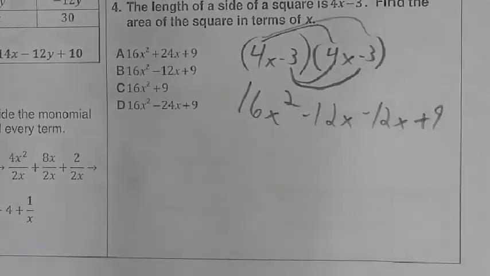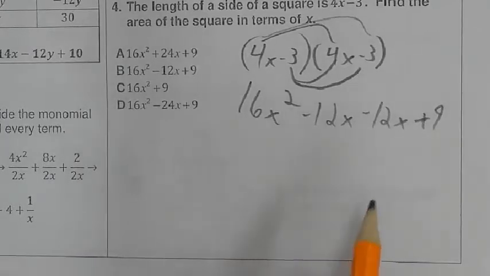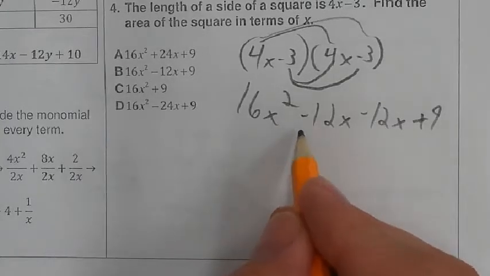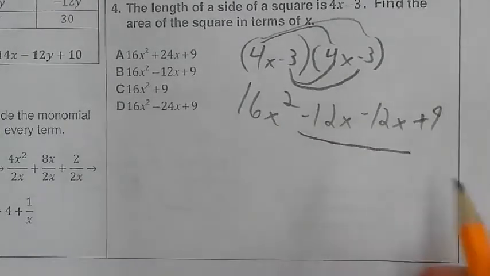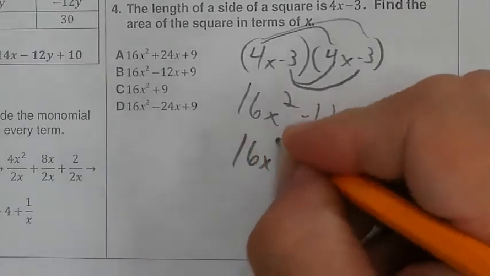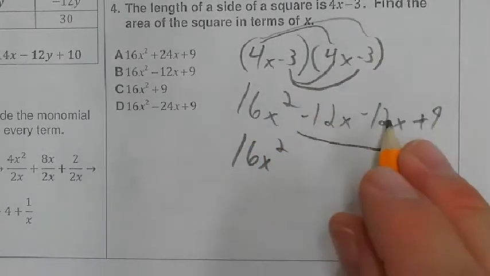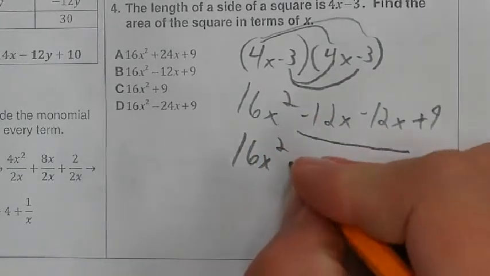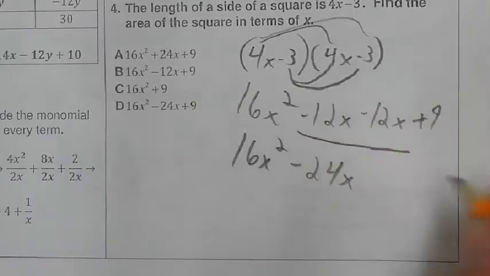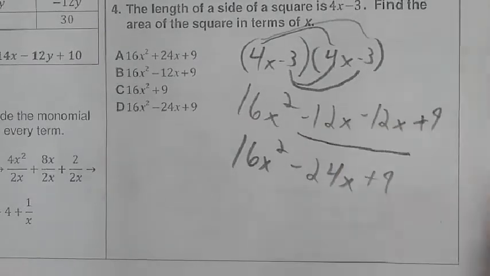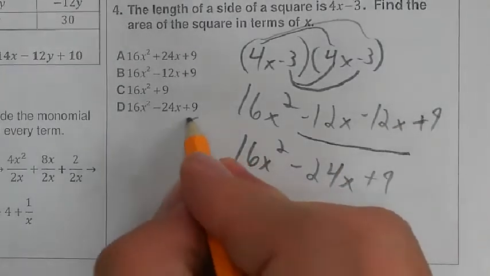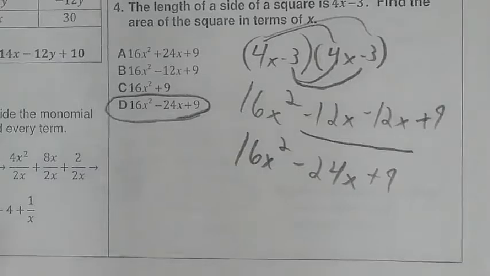Oh, you can't see that. So you get positive 9. So once you're at this point, you combine the like terms. The like terms would be the x's in the middle. So we have 16x squared, negative 12x minus 12x. Negative 12 minus 12 is negative 24x. And then you just bring down the plus 9. So you should have gotten D for that.